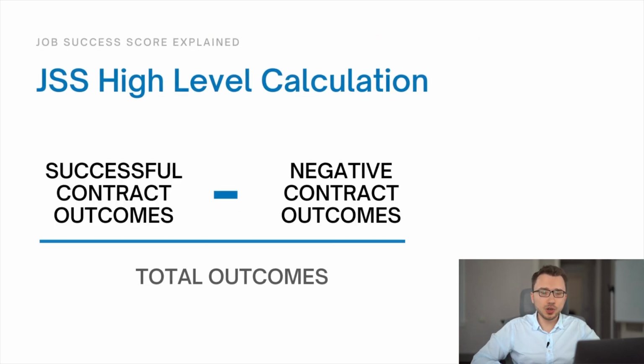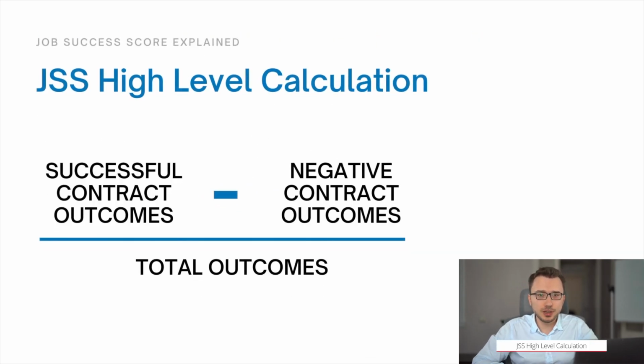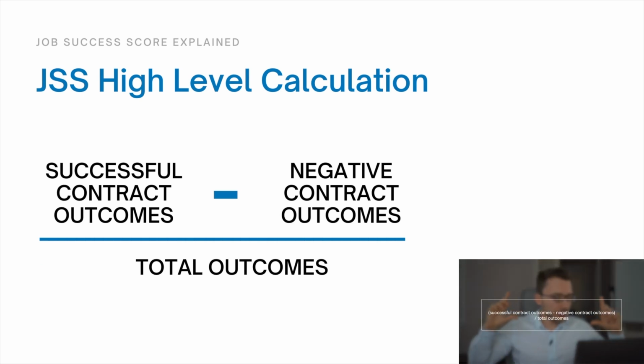So now I'm going to share with you the high-level calculation that you can find on Upwork.com of how they calculate job success score. So the calculation is successful contract outcomes minus negative contract outcomes, any outcomes, divided by total outcomes, and that is your job success score.